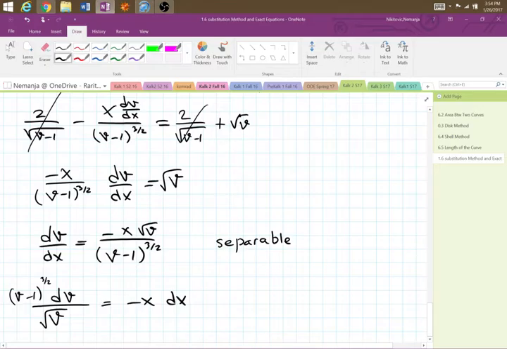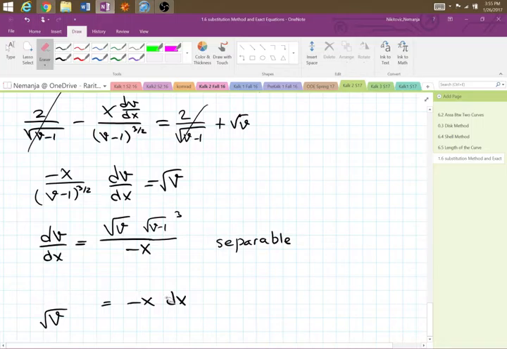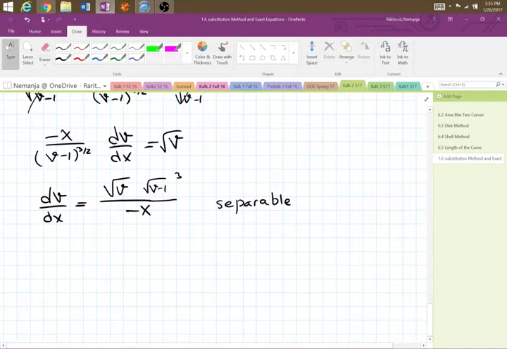Oh, you're right. Oops. Yep, sorry. I did not put it right when I was getting the derivative alone. When I'm getting this derivative alone, this negative x, so root v stays where it is. It gets multiplied by square root of v minus 1 cubed, and then it's divided by negative x. Yeah, thank you. It's still separable. It's just I have stuff in the wrong spot.